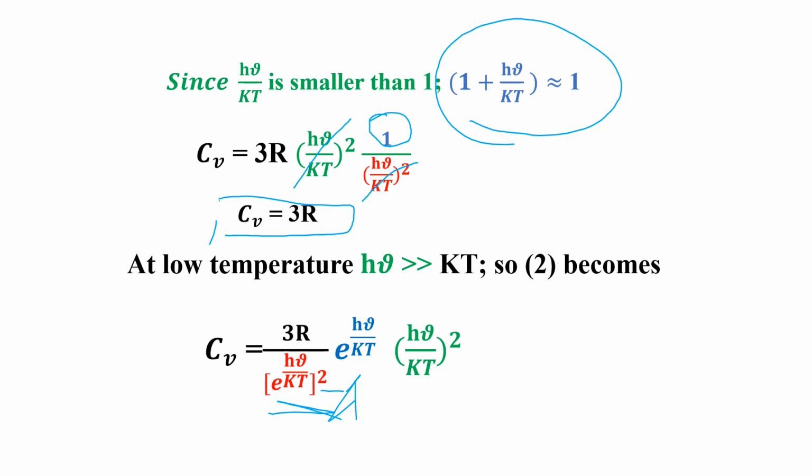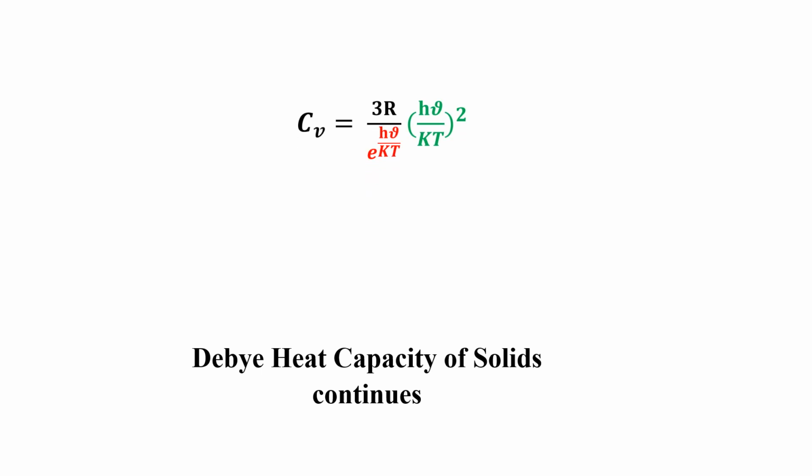So you can see here, after applying this condition, in red color I have marked in denominator e power h nu by kt the whole square, and e power h nu by kt is in the numerator in blue color. So you can cancel e power h nu by kt. So you will be obtaining only e power h nu by kt in the denominator. So only the e power h nu by kt will be remaining in the denominator. So this is the heat capacity at constant volume at low temperature.